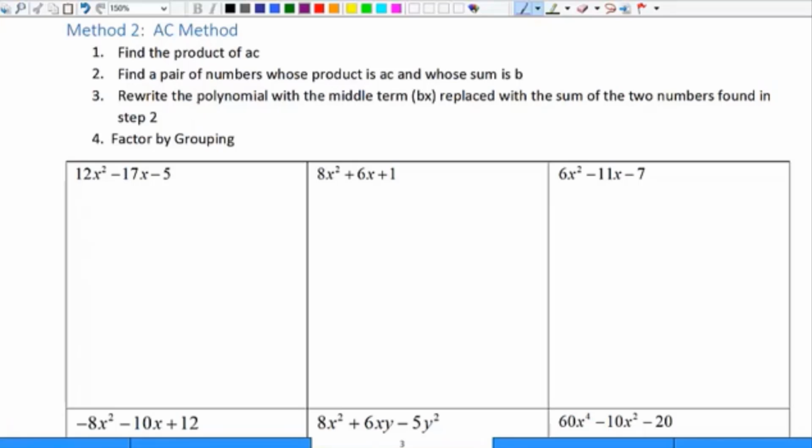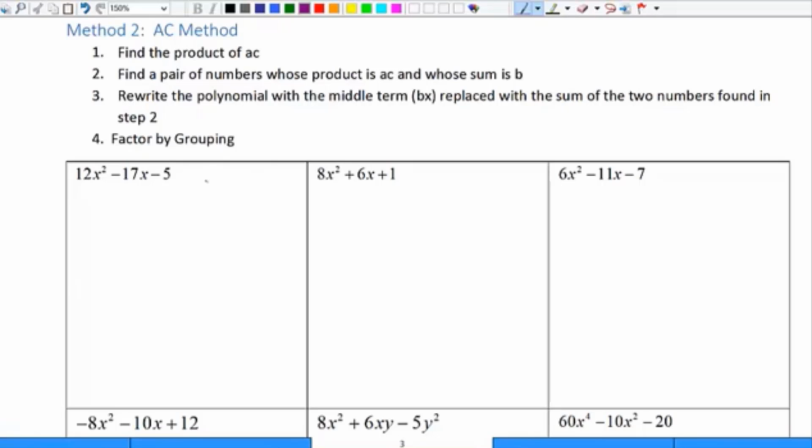And what I want you to do is find a pair of numbers whose product is AC and whose sum is B. Then you need to rewrite the polynomial with the middle term bx replaced with the sum of the two numbers found in step 2. Now that sounds like a mouthful, but you'll see what we're doing in a minute when we apply it to an example. And then lastly is factor by grouping. You already know how to factor by grouping, so this is just an extension of that.